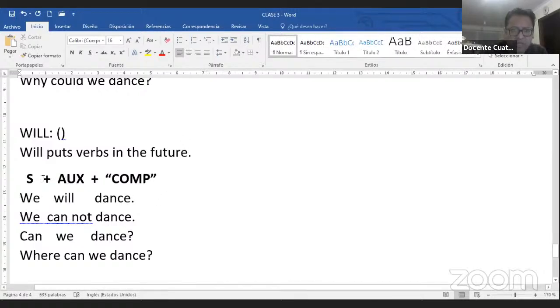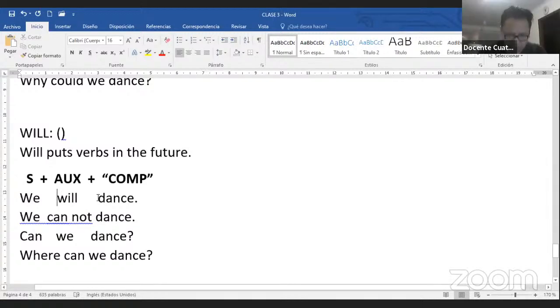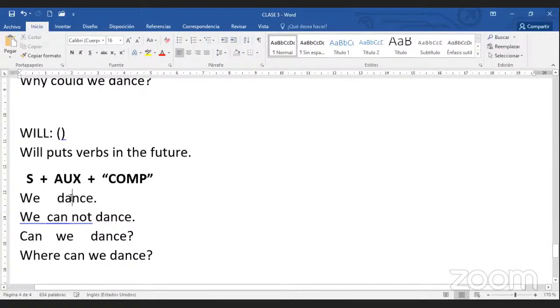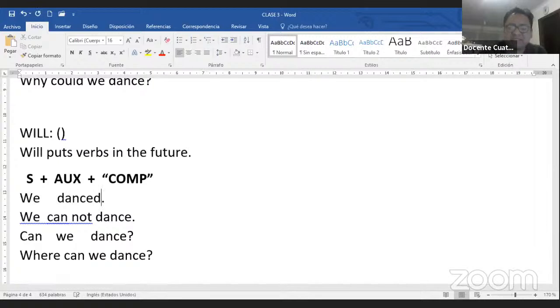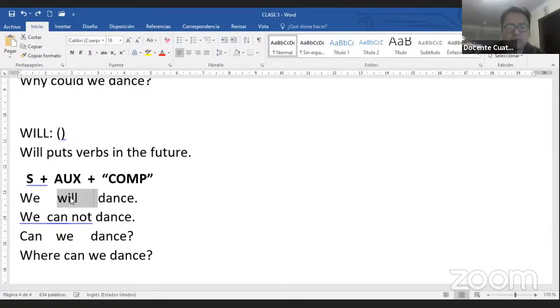Gaby, we will dance. In Spanish. Nosotros bailaremos. Exactly. Future. In the present, we dance. Nosotros bailamos. In the past, we danced. Nosotros bailamos. It sounds the same. But in the future, we will dance. Nosotros bailaremos.